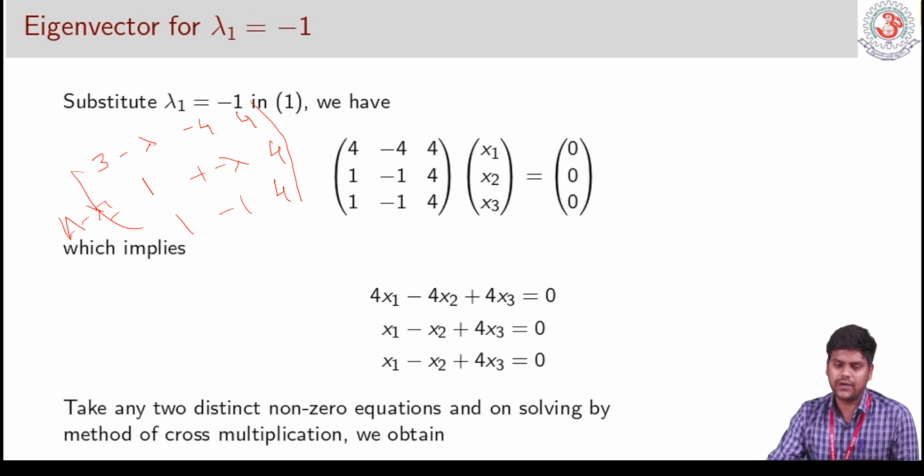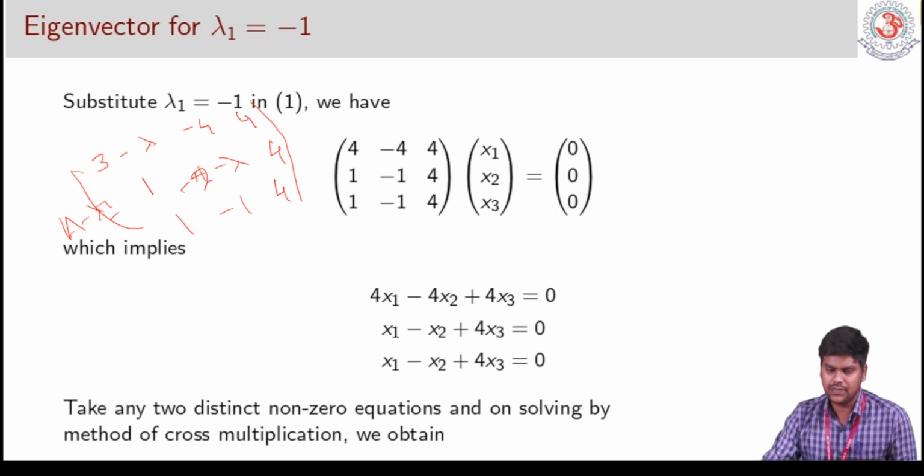If we put lambda equal to minus 1 here, we get 3 minus minus 1, that is 3 plus 1, which is 4. Minus 4 and 4 remain. In the second row, minus 2 minus lambda becomes minus 2 minus of minus 1, that is minus 1, with 1 and 4 on either side. In the third row, we have 1, minus 1, and 3 minus lambda, which again gives 4.